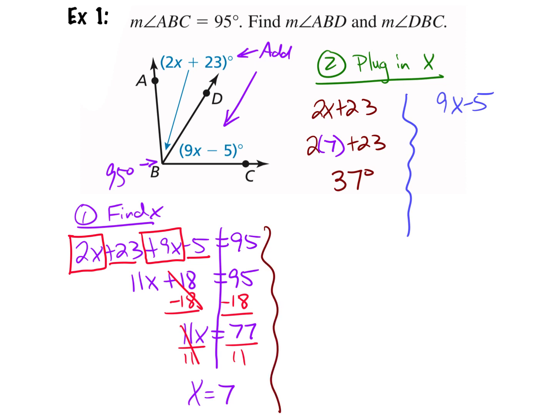And what angle is that? When I look over here at the 2x plus 23, that's angle ABD. This angle right here, right? Angle ABD is 37 degrees. And that's all we've got to find on that. On these you don't have to label them. They didn't say classify them. But it is an acute angle.